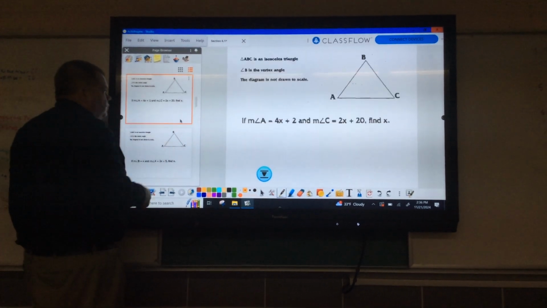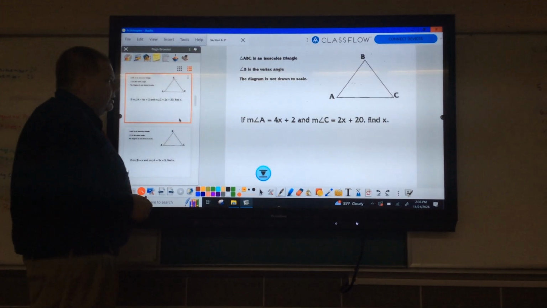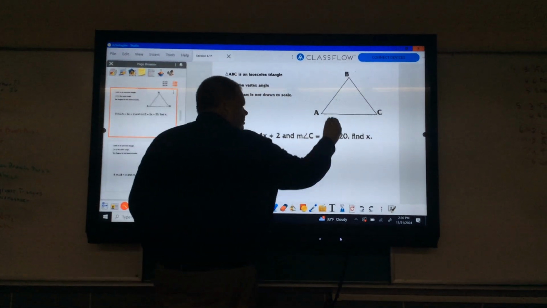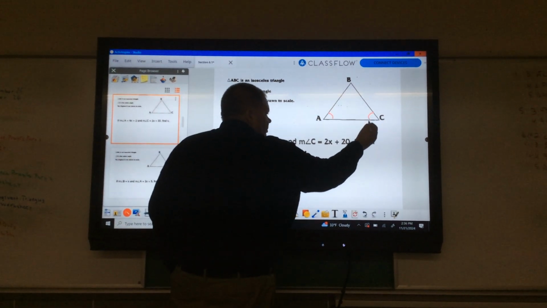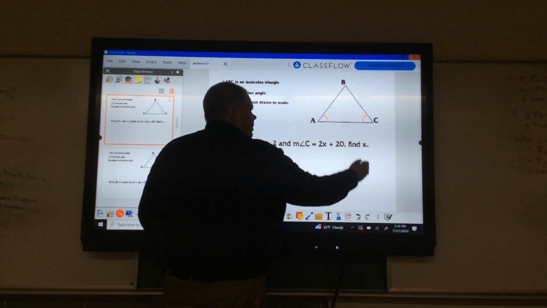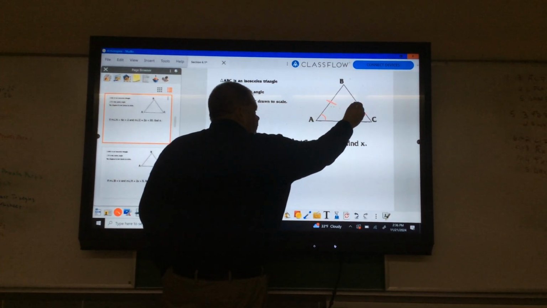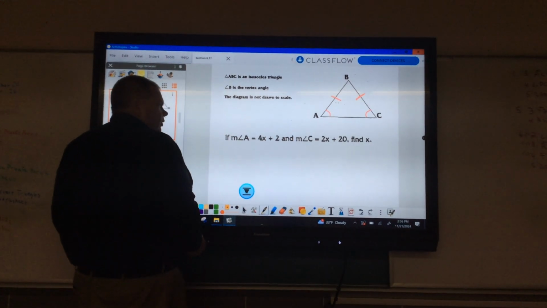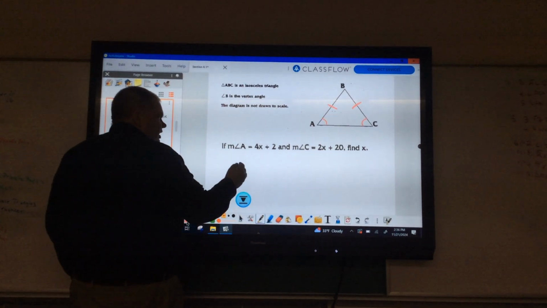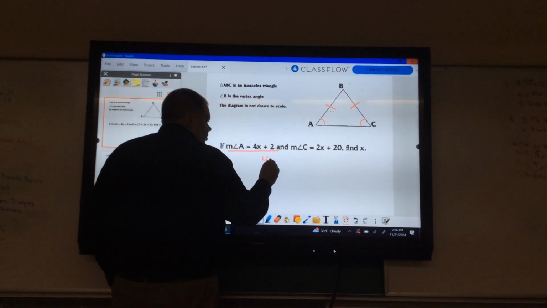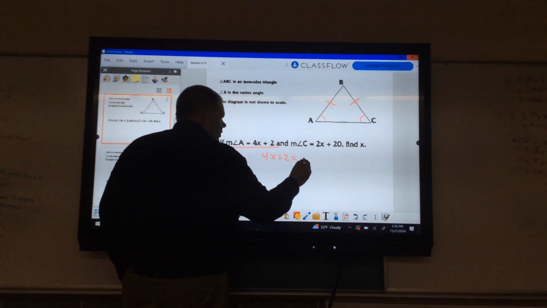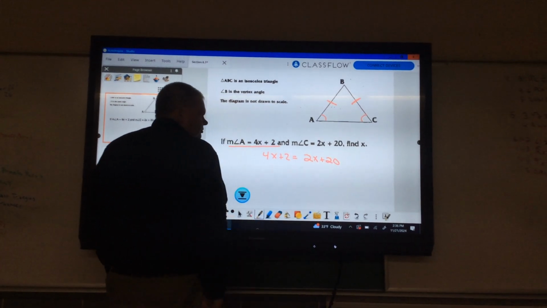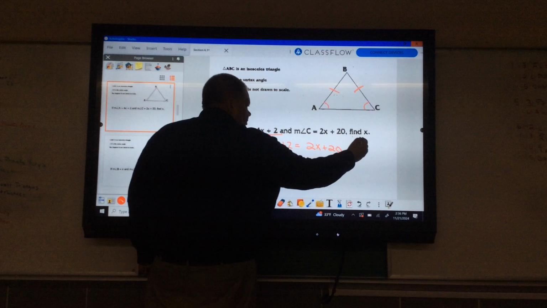Okay, here's some examples with this. Triangle ABC is isosceles, angle B is the vertex angle. And if B is the vertex angle, that means that angles A and C are congruent, and as a result of that, AB and BC are the same. So, if B is the vertex angle and angle A is 4x plus 2, that is going to equal angle C, which is 2x plus 20. All this is asking us to do is to find x.